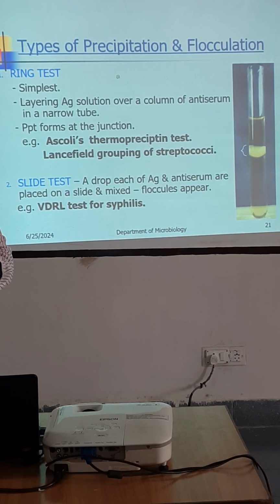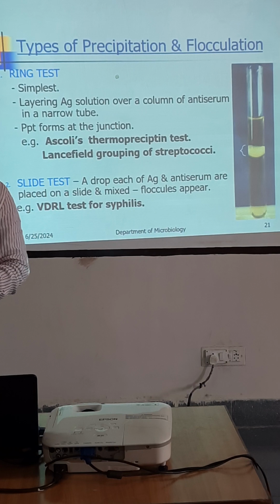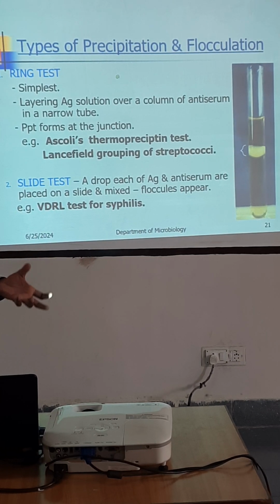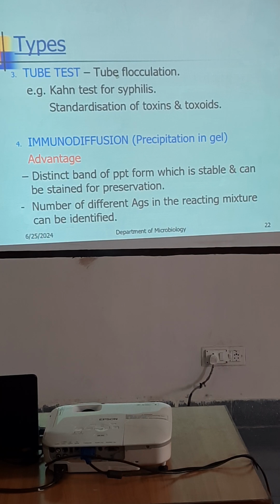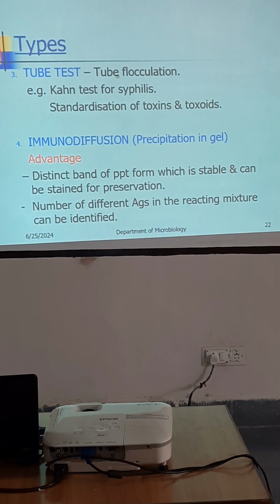Then the slide test. As we have discussed, a drop of antigen and antibody present in the serum are mixed, and they form flocules, which are observed. This is the VDRL test for syphilis. Then the tube test includes the Kahn test, again for syphilis. Then standardization of toxins and toxoids is there.